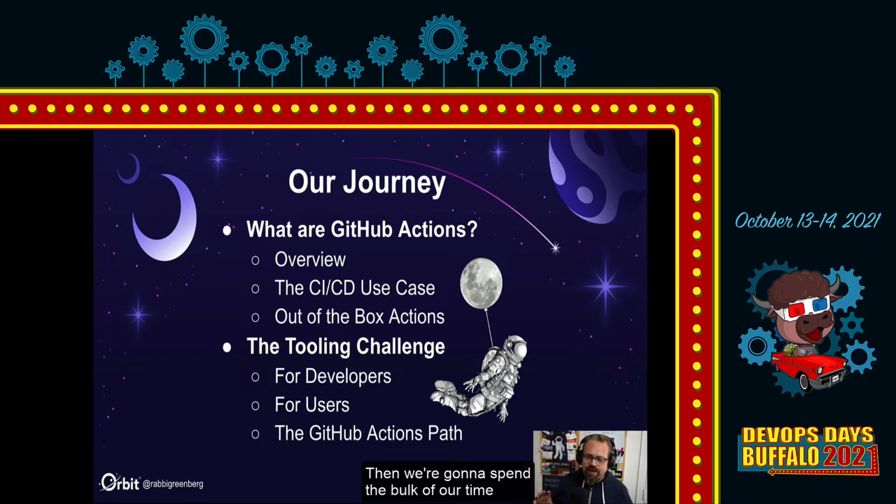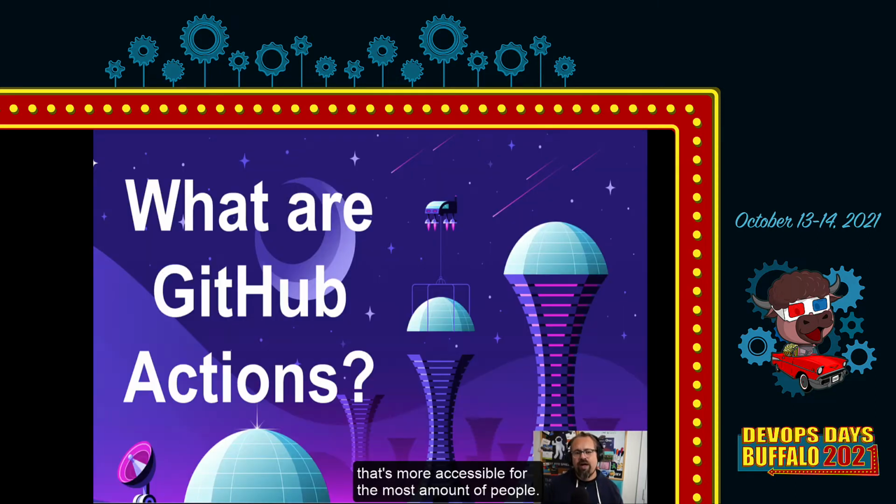Then we're going to spend the bulk of our time discussing what I call the tooling challenge, which is how to build tooling that makes both the developers who are working on them and the users who are using them most productive, most happy, and most capable in wanting to do it and use it and write it and just be part of the whole journey in that tooling, and how GitHub Actions as a path can help create tooling that's more accessible for the most amount of people.